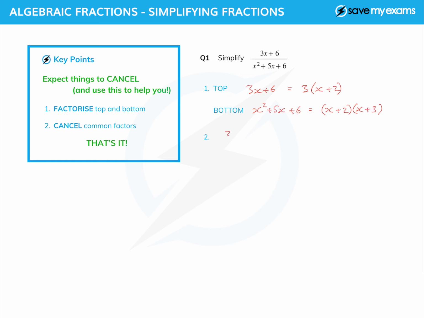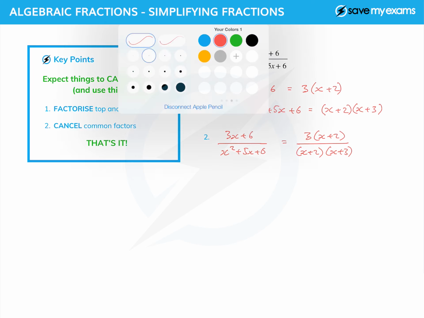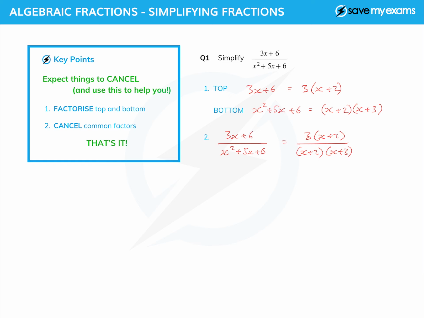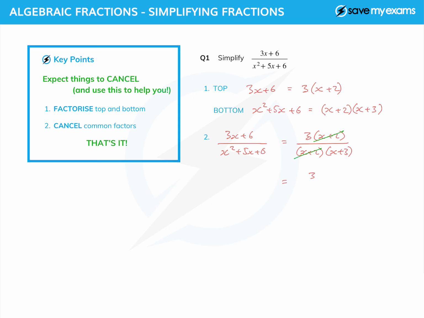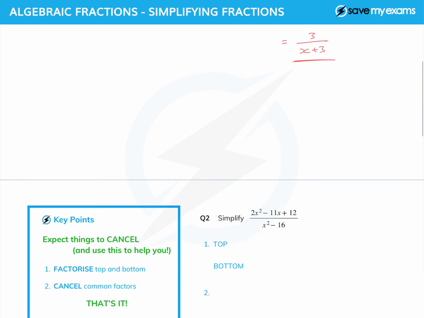We get 3x plus 6 over x squared plus 5x plus 6 is equal to, right, factorised forms, 3 times x plus 2 over x plus 2 times x plus 3, and getting the green cancelling pen out, we can see that there is a common factor, top and bottom, it's the x plus 2, and they cancel. And we just get left with 3 over x plus 3. And that is it. Okay, let's look at one more of these.